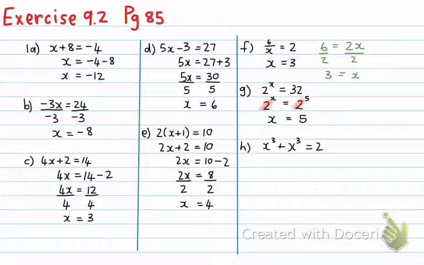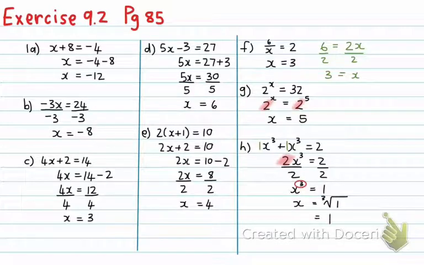At H, I have x cubed plus x cubed is equal to 2. Remember, it is as good as 1x cubed plus 1x cubed. And that's going to give me 2x cubed. Now, I want to solve for x, so I want to get x alone. Therefore, I have to get rid of this 2 here. So I divide with 2 on both sides. Then I have x cubed is equal to 2 divided by 2, which is 1. And now to get rid of this cube, I take the cube root on the other side. And the cube root of 1 is just 1.